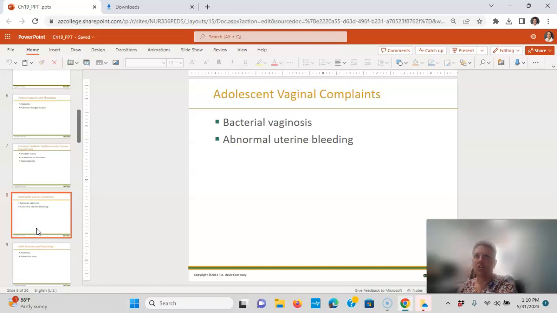Anytime you have vaginal discharge or bleeding, you want to take a careful history, including all of the material like contraceptive use, what time is their normal period, how many days, the first cycle, and looking at your Tanner stages. So bacterial vaginosis is the most common vaginal discharge. Women of childbearing age, post starting their period in adolescence, does not have to have anything to do with sexual contact of any kind.